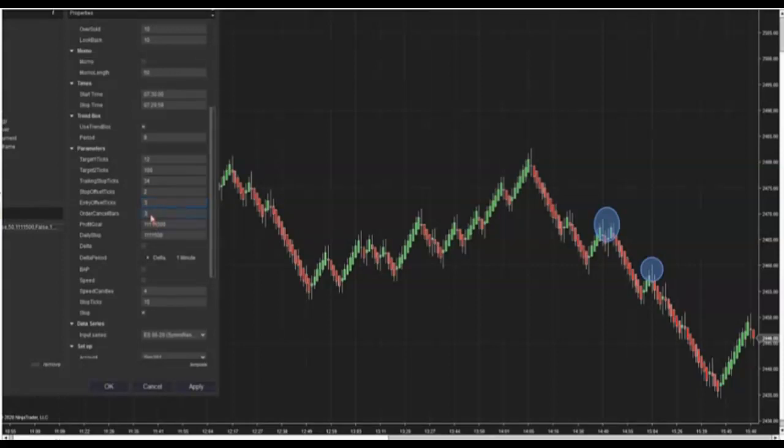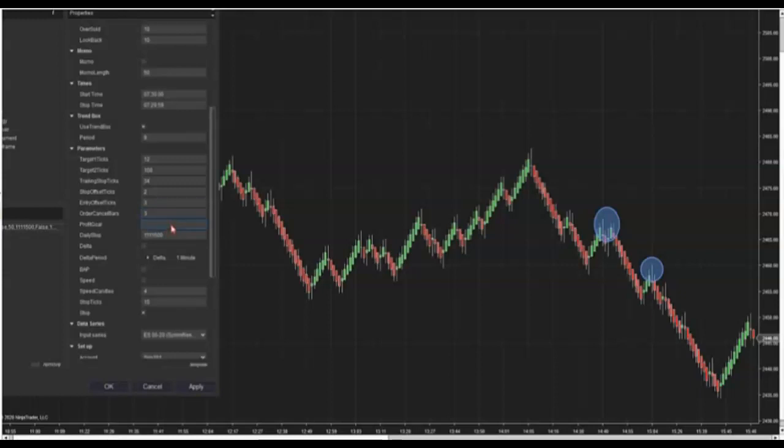Order cancel bars just says that if I don't get filled on a limit order on the algo within X amount of bars, it's just going to cancel the trade automatically. I don't want to see a retracement trade that's at a full retracement 10 bars later. In other words, you don't want to not get filled on a limit order and the market tanks, and then 10 or 20 bars later you come back up and it fills you. We don't want that, so I put that in to safeguard us.